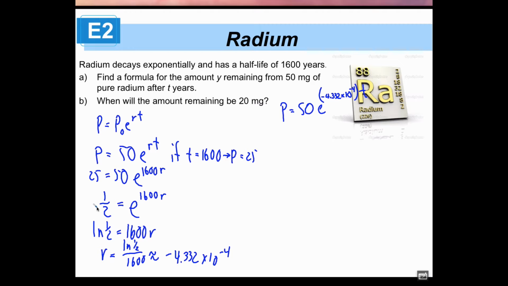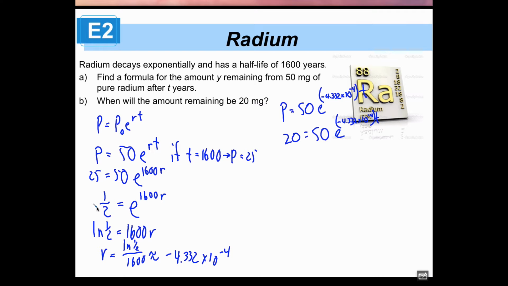In the last problem, our part B question involved time. How much would we have after 4 hours? This one, we're doing the other way around. How long will it take me to get 20 milligrams? So 20 is equal to 50e to the negative 4.332 times 10 to the negative 4th t.